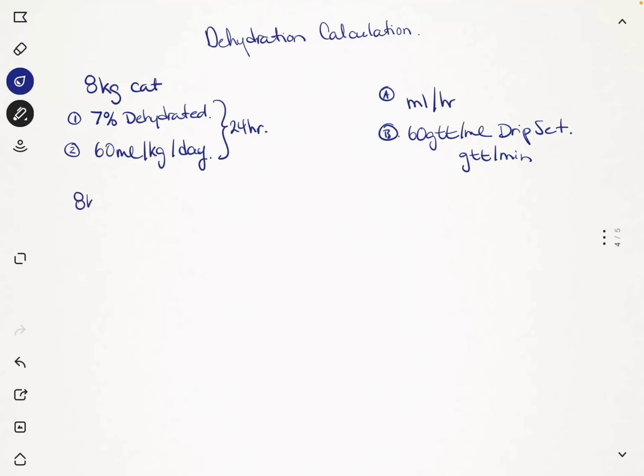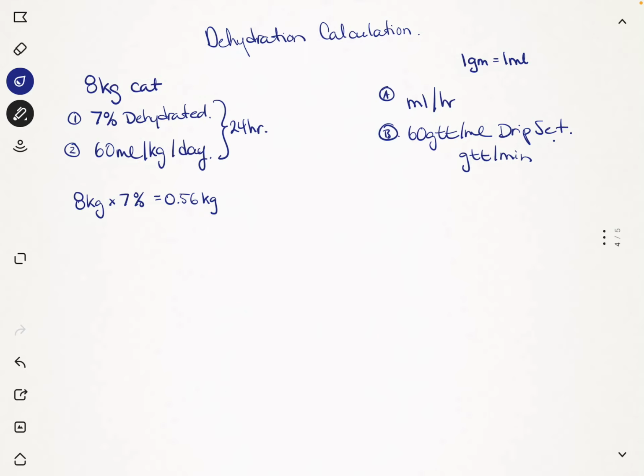So we've got an 8-kilogram cat times 7%. So 8 times 7% equals 0.56. 0.56 what? 0.56 kilograms, because 7% of 8 kilograms is 0.56 kilograms. Now we need to translate this weight loss into a volume loss. And if we remember that 1 gram equals 1 ml, we can extrapolate that to what 1 kilogram and 1 liter equal. Okay, so 1 liter is equal to 1 kilogram.